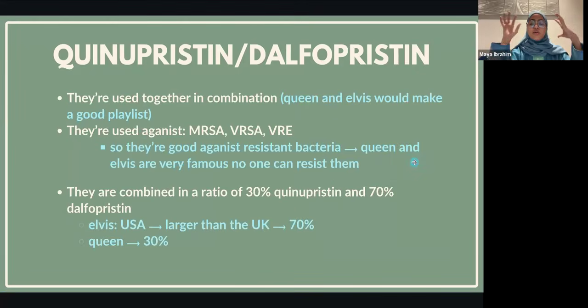Now, they're used together in combination, and Queen and Elvis Presley would make a good playlist. They're also used against MRSA, VRSA, and VRE, like linezolid. So no one can resist them because they're very good. They're very worldwide. Everyone knows them. And they're used in a combined ratio of 30 to 70%. Just remember, the UK is smaller than the US. Elvis is American, Queen is British. Elvis, 70%, so dalfopristin, 70%. Queen, 30%, quinupristin, okay?